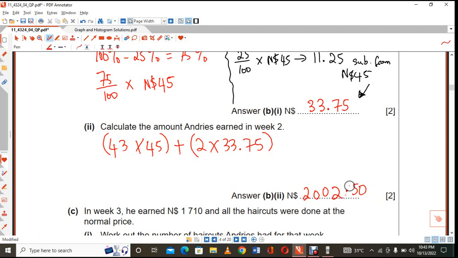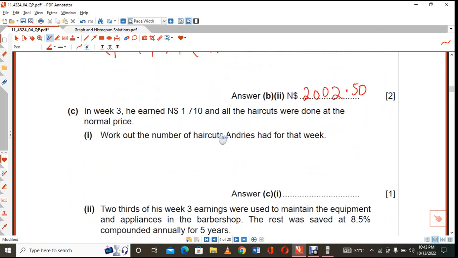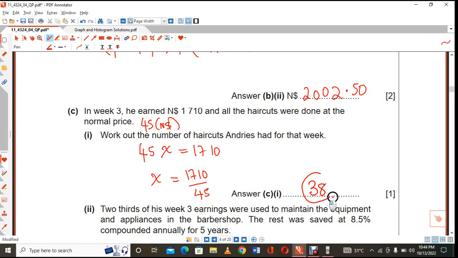All right. In week 3 he earns 1,710 Namibian dollars, and all the haircuts were done at the normal price. The normal price is the 45 Namibian dollars. Work out the number of haircuts he has. So 45 times the number of people, which we don't know, we call it x, and he made 1,710. In order for us to find the number of people, you simply say 1,710 divided by 45. So the number of haircuts in week 3 was 38.